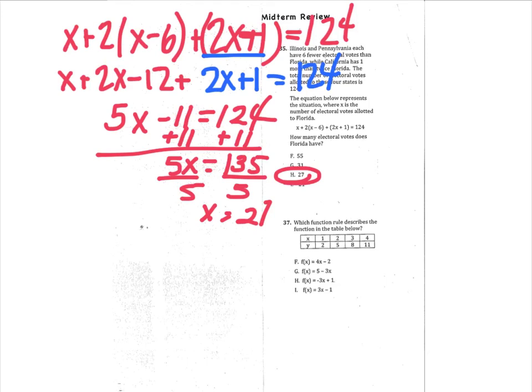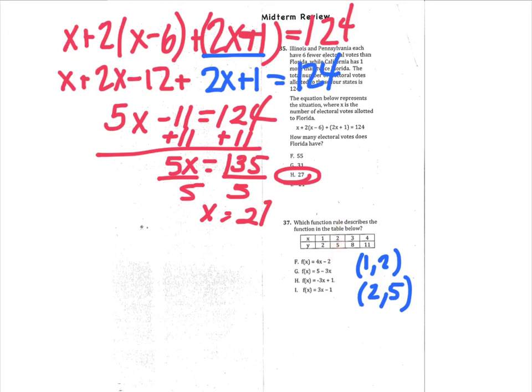Okay, number 37 is write a function rule, and this is the one where they're using f of x, we've been using y, that's okay. You're going to find the slope first. So let me just use blue for this question. For the slope, I'm going to look at these 2 points. I'm going to look at the point 1, 2, which I got right here from the table, and I'm going to look at the point 2, 5, also from the table in the second column here.